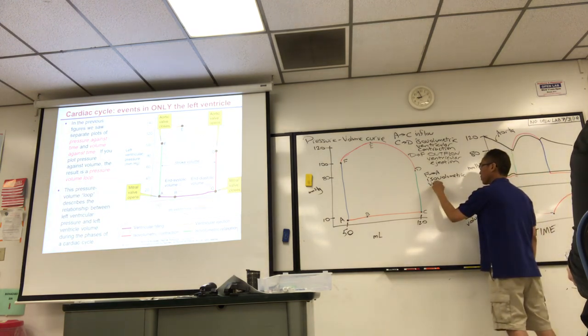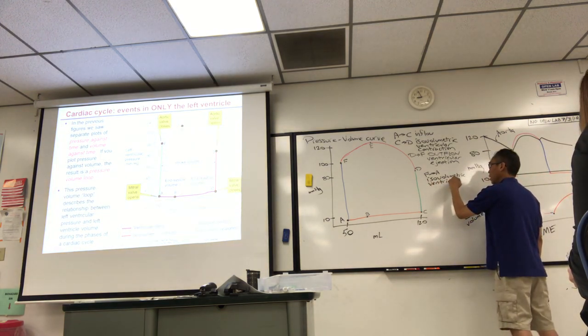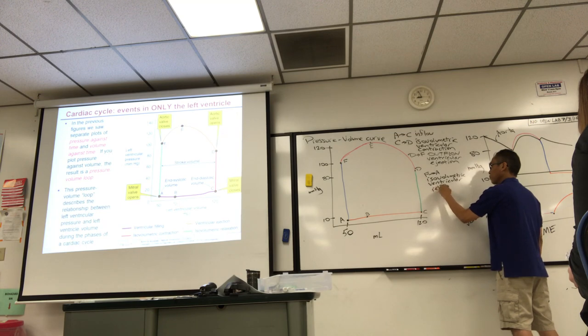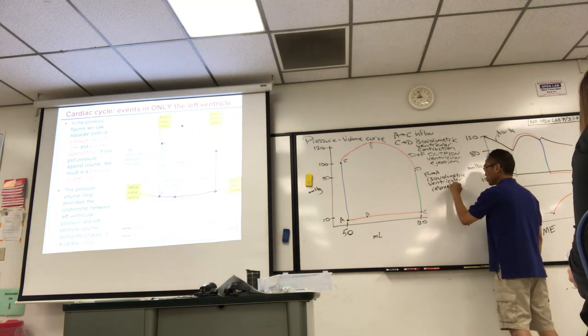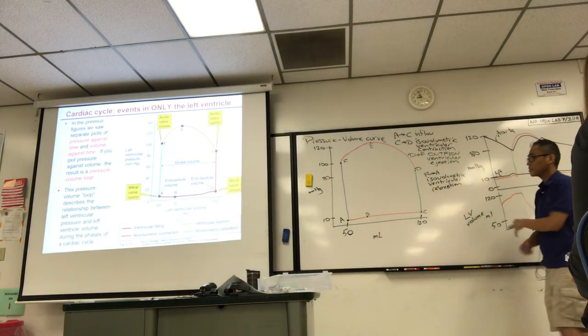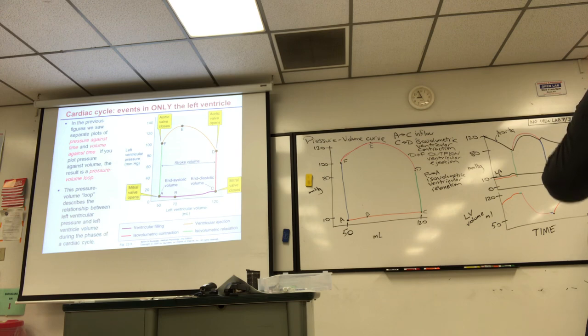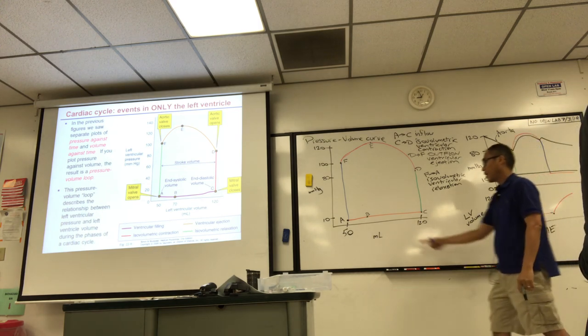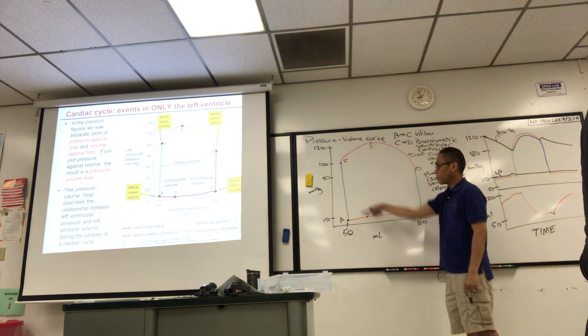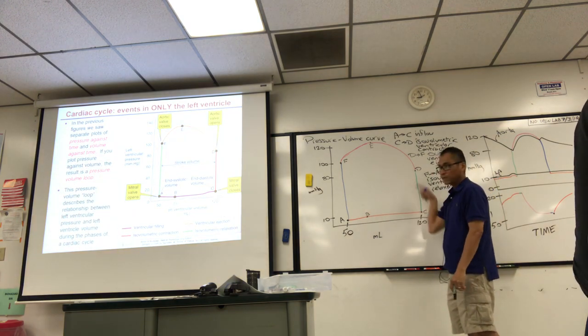Isovolumetric ventricular relaxation. How do you know the muscle's relaxing? Well, what's happening to the pressure? It drops. In fact, it drops so much, it drops below that of our atrial pressure, and it starts to fill again. So that's why it's called a PV loop, because it loops back to point A. And you just start filling again, you just keep going around and around.